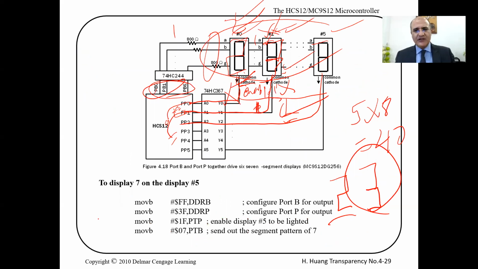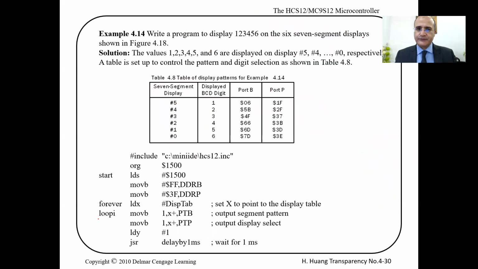So I believe most of you dealt with this thing somewhere, but I had to cover it. Any questions here about multi 7-segment display? If you don't understand anything, please ask. Okay. Example, of course.